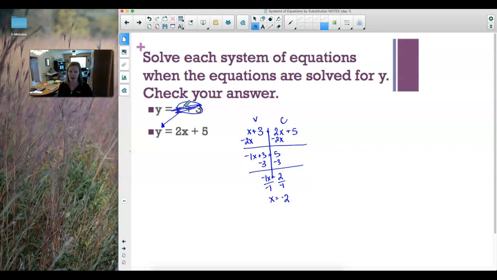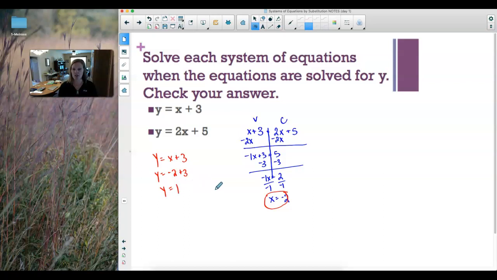So I'm going to go back to this first equation. Give me a second to erase this. It really wouldn't matter which equation we use; I'm going to use the first one. If y equals x plus 3, and we already said x equals negative 2, I'm going to substitute that in for x. So y equals negative 2 plus 3, and so that means y equals 1.